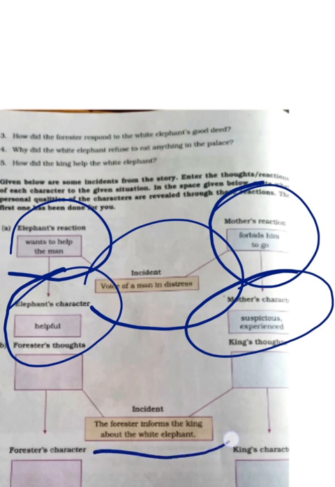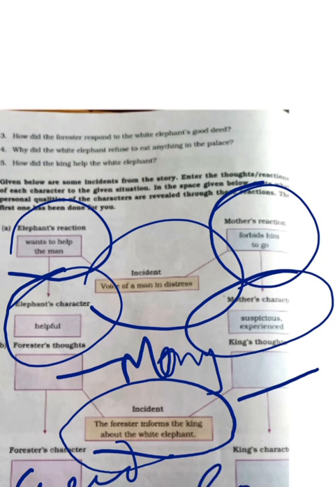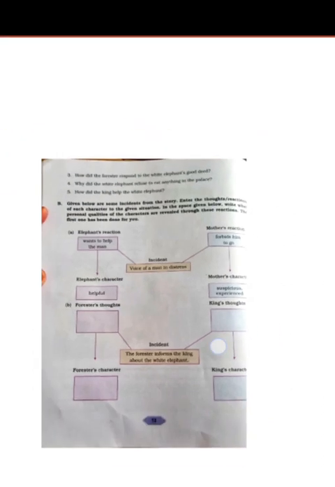Now the other incident: the forester informed the king about the white elephant. Forester's thought: money. King's thought, as I told you. Forester's character is greedy and selfish. King's character is royal. Okay. Now moving to the next slide.